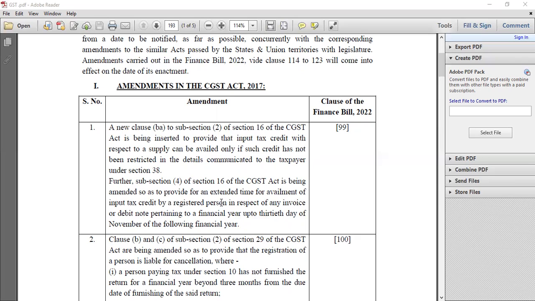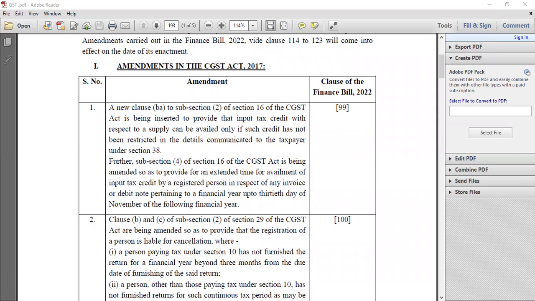So earlier, the taxpayer could avail the input tax credit only within the time limit, which is the due date of filing GSTR 3B relating to September of the following financial year. Now the extended time period is 30th November of the following financial year.